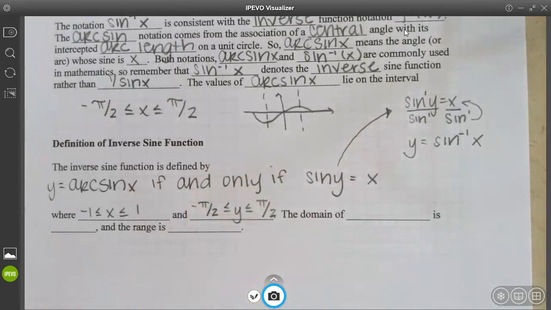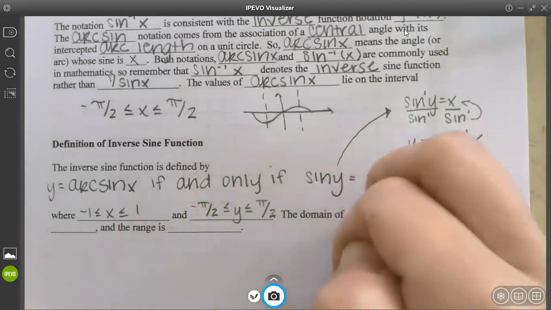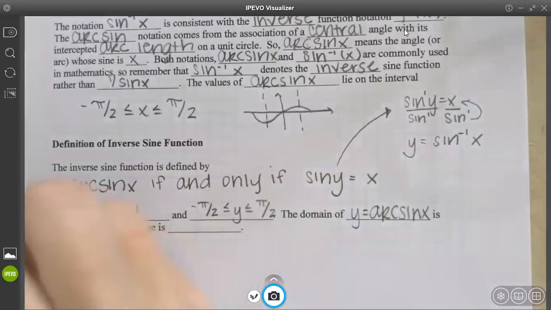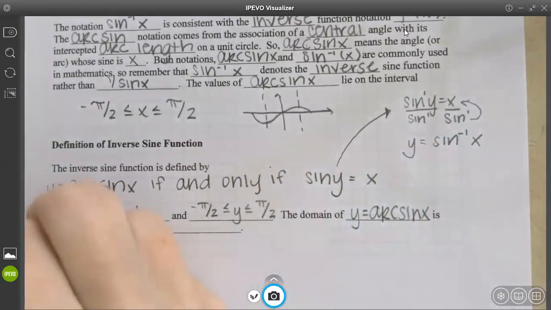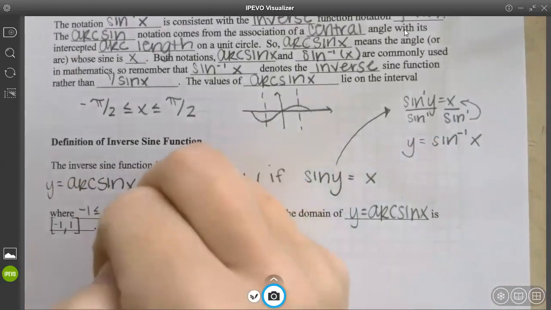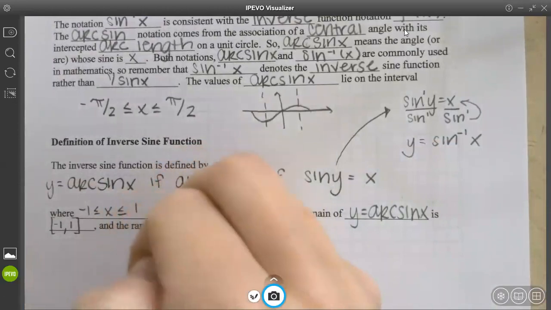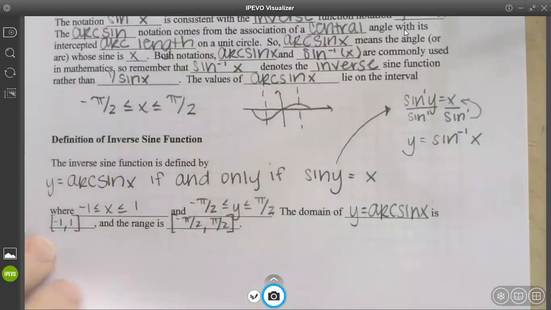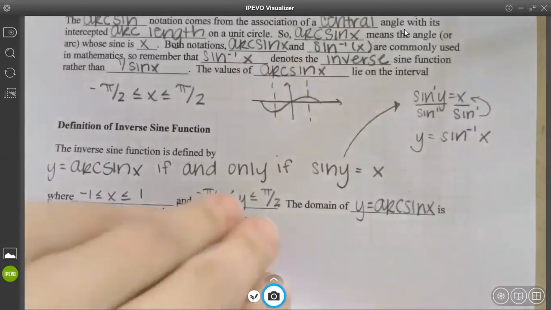All right. The domain of y equals arc sine x is negative 1 to 1. That's what we just said. That was our range. Now it's going to be our domain. And our domain becomes our range, negative pi over 2 to pi over 2. Don't stress out too much because you do have a sine inverse on your calculator.